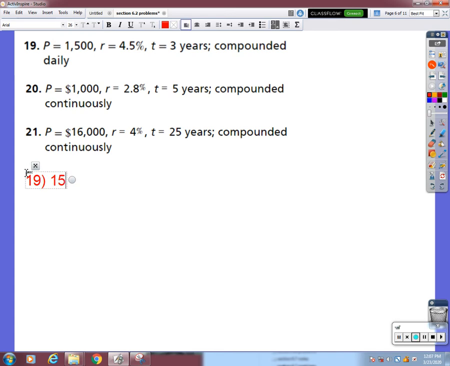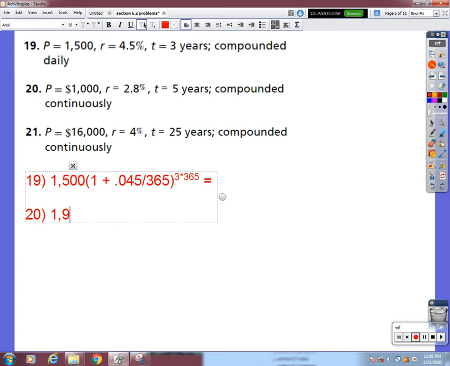Okay, so now it's $1,500, and I have an interest rate of 4.5%, so 0.045 compounded daily. So there are 365 days in a year. Anyway, so 3 years times the 365 days a year that you do it. Figure that out. Okay, and then these last two are compounded continuously.